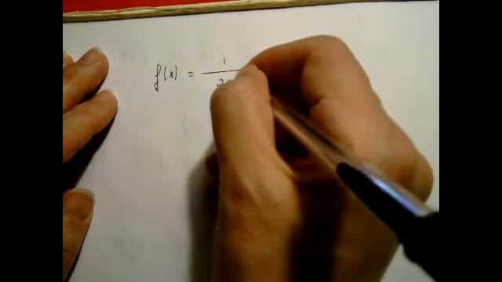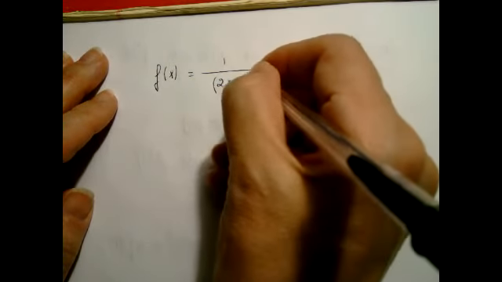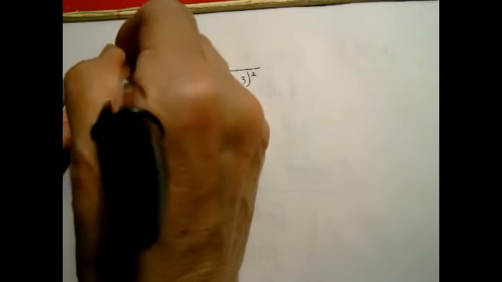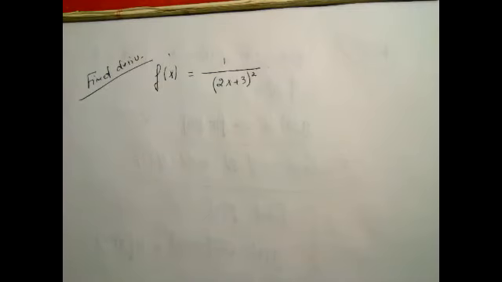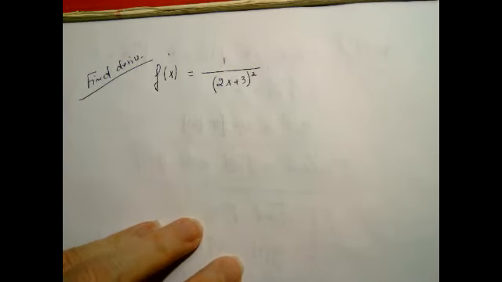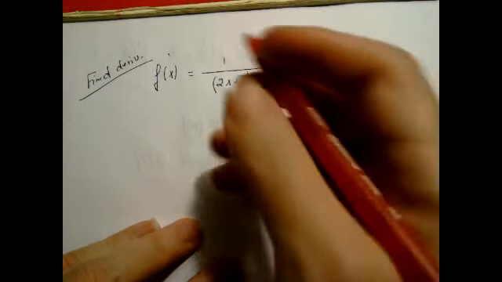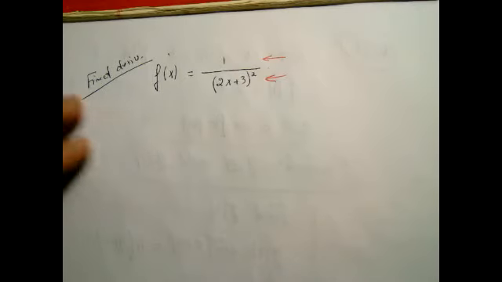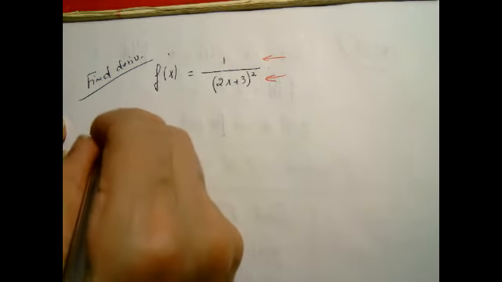I will take the following function. Suppose I take f of x, or y, equal to 1 over (2x plus 3) to the power 2. And the question is, find the derivative. That's what we are doing now. So how can I find the derivative of this function? We will find it in two ways. First, if I look at it, that's a quotient: this divided by that. So I will use the quotient rule.